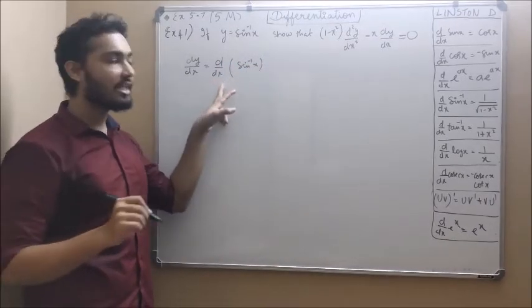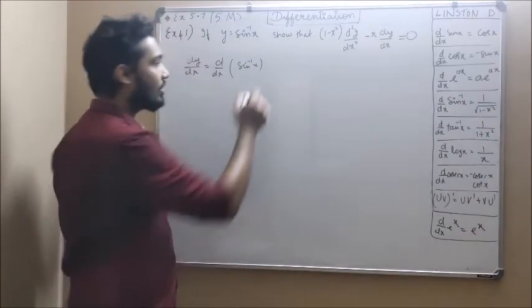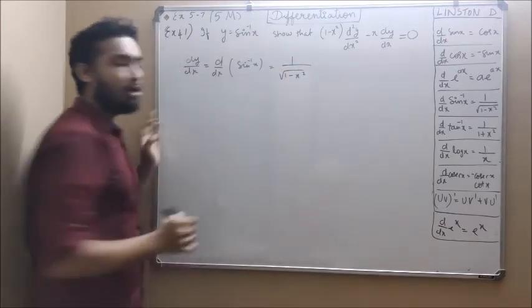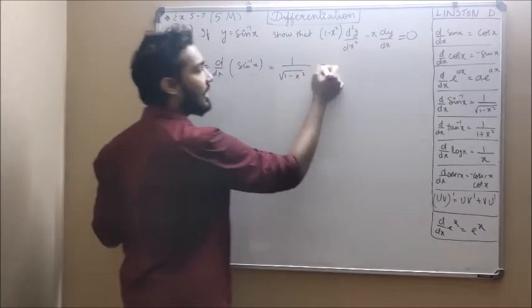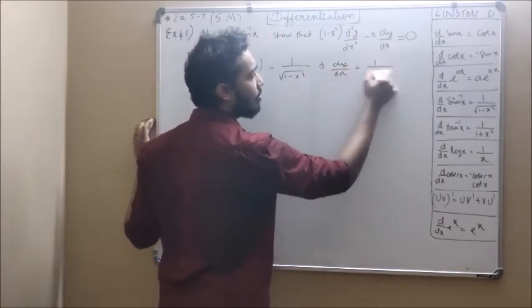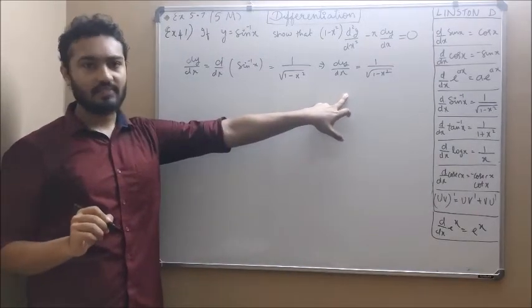What is the differentiation of sin inverse x? d by dx of sin inverse x is nothing but 1 by root of 1 minus x square. So it is 1 by root of 1 minus x square. So here what we are getting, which implies dy by dx equal to 1 by root of 1 minus x square. This is the first step.